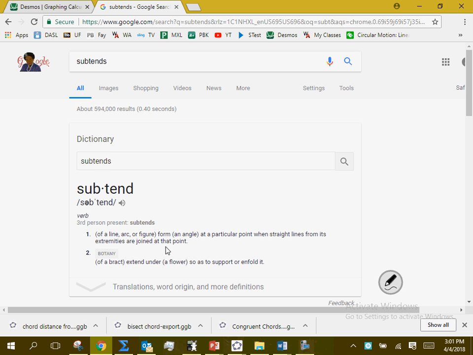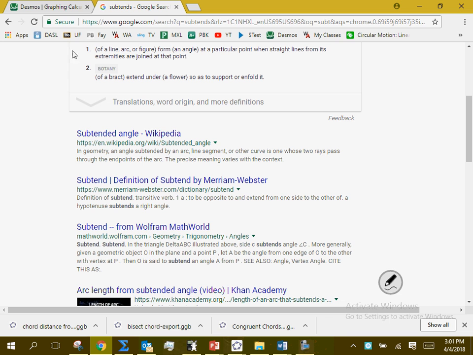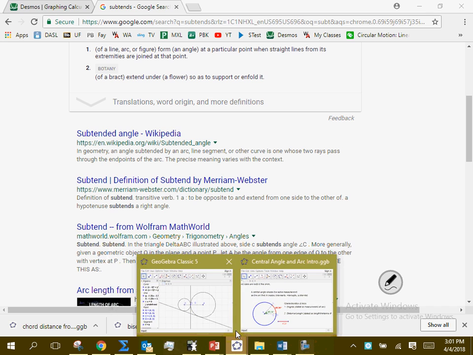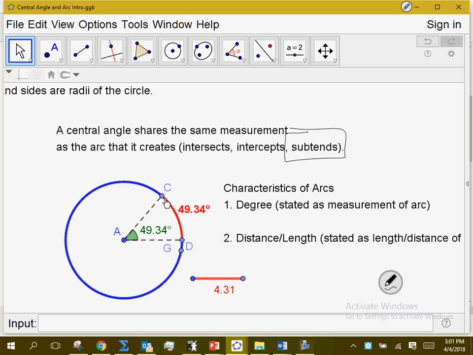Okay, I guess the best way to describe subtends for you, at least for our purposes, is that it is this arc that is being created by these two radii intersecting your circle. Is that okay with everybody? Okay. Intercepts is another word to use.